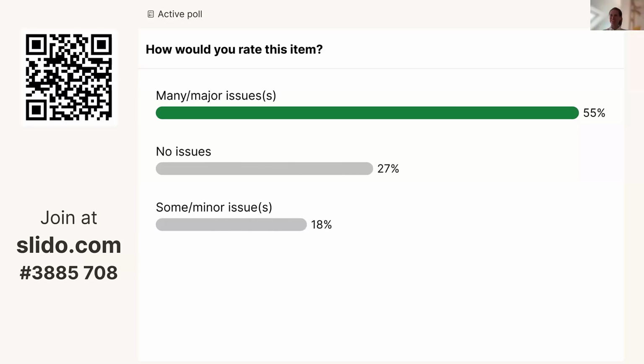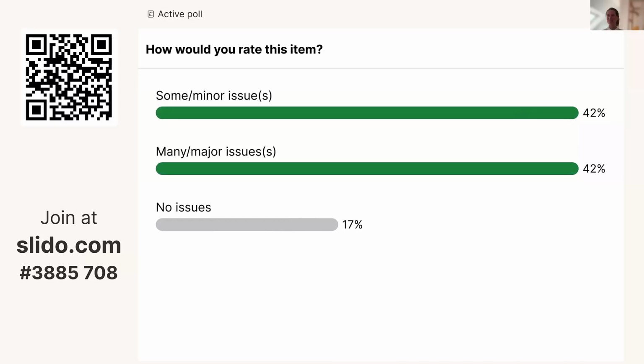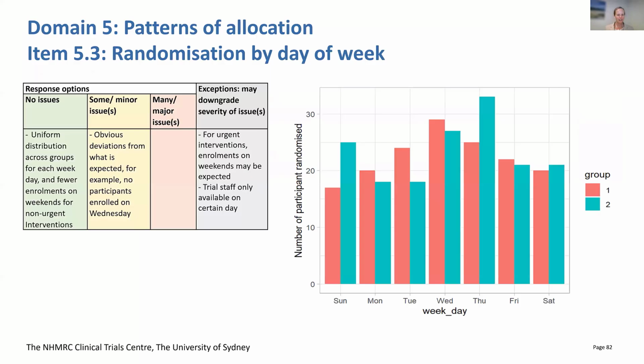Okay. So I think more people now say no issues or some minor issues than before. Whereas the major issues, Kylie. Yeah. Okay. So if we go back to it, I guess it's a little surprising how many are randomized on Saturday and Sunday, given it's a non-urgent intervention. So I think I would call that an issue. Probably some minor issue. What about you, Lena?